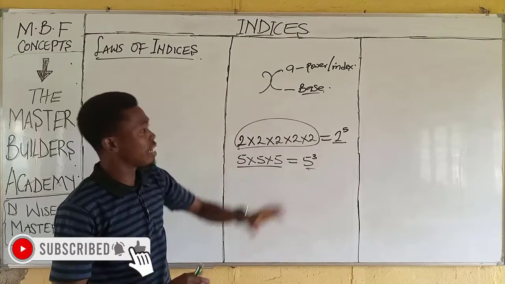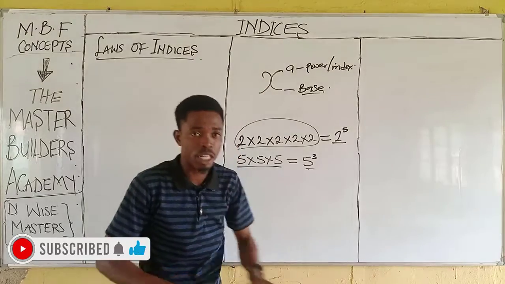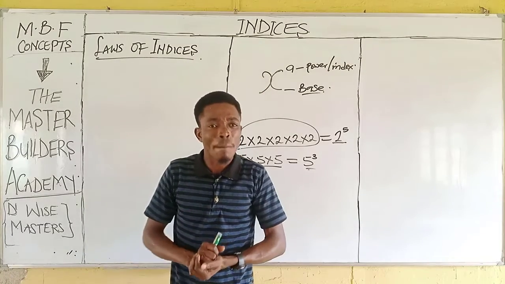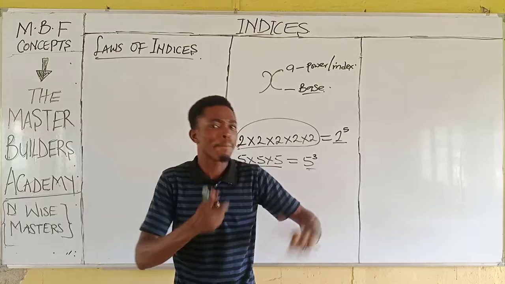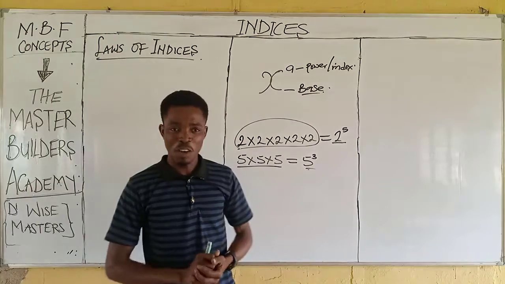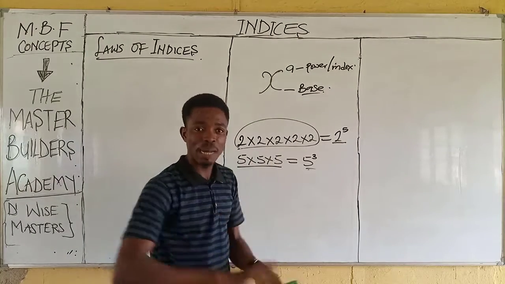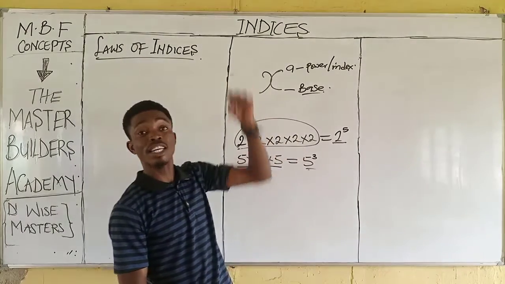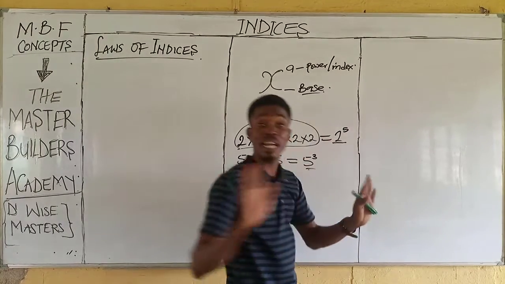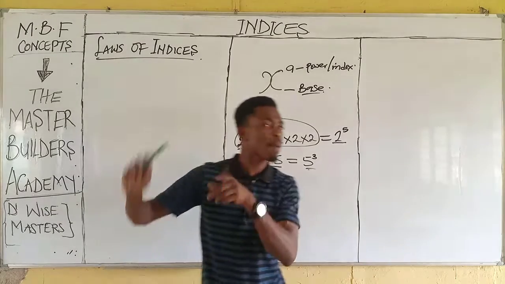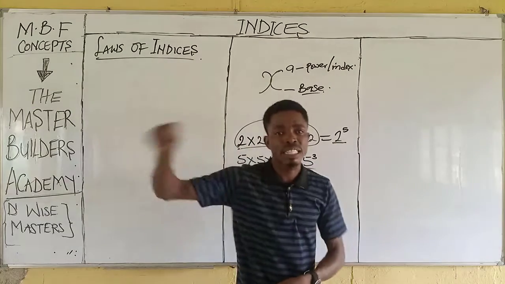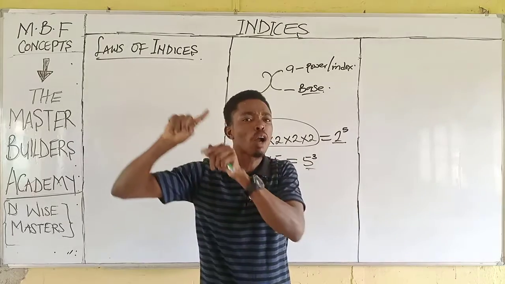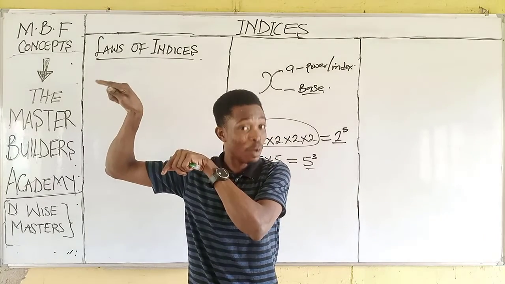Are we there? In summary, the number of times the base appears is dependent on the value, the magnitude, the size of the power. So if the power is 8, that means the base will multiply itself 8 times. Now if the power is 100, that means the base will multiply itself 100 times. Now if the power is 1 million, that means the base will multiply itself 1 million times. Hope you get that. Yes.